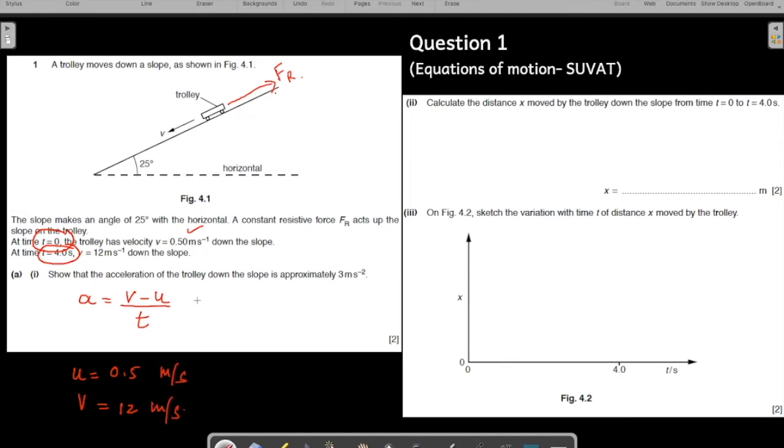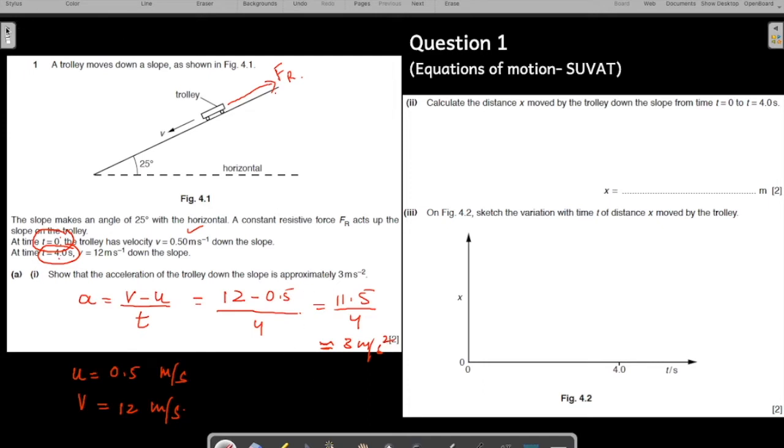Let us substitute the values. V is 12 minus 0.5, and the time taken for this entire change is 4 minus 0, which is 4. So 11.5 divided by 4. You can solve this and you would see that it will come out to be 3 point something, but when you round it up, this whole number is approximately 3 meters per second square.